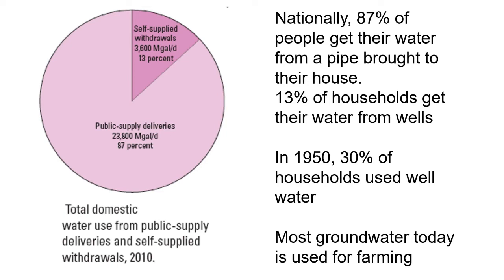Now, nationally, 87% of our population now get their water from a pipe from a water company somewhere, in town or the county. Only about 13% of homes get their water from wells anymore. In 1950, about a third of people still got their water from wells. Most groundwater today is not used for drinking. It's used to water crops.